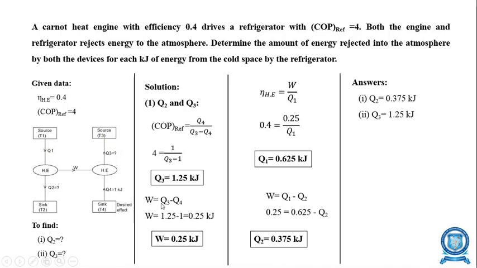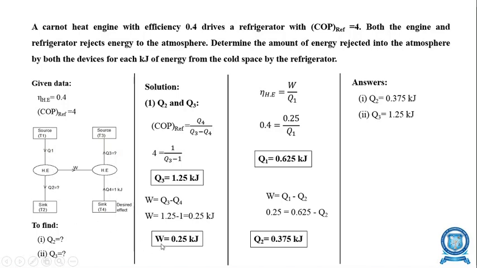W of refrigerator, that is the work input to the refrigerator, is Q3 minus Q4. Q3 value we found in the previous step, 1.25 minus Q4 is 1. Therefore, the answer for W, the work input to the refrigerator, is equal to 0.25 kilojoules. Okay. Next, we are going to find the value for the heat engine.